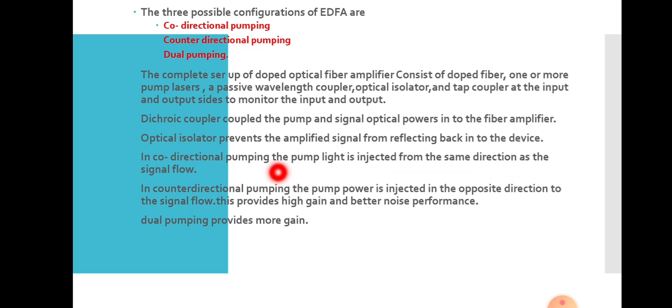In co-directional pumping, pump light is injected from the same direction as the signal flow. In counter-directional pumping, the pump power is injected in the opposite direction to the signal flow. This provides high gain and better noise performance. In the case of dual pumping, an additional pump laser can be used at each end of the fiber, and one pump beam propagates with the signal beam and the other propagates against the signal beam, and this ensures the population inversion and gain remains constant along the fiber.